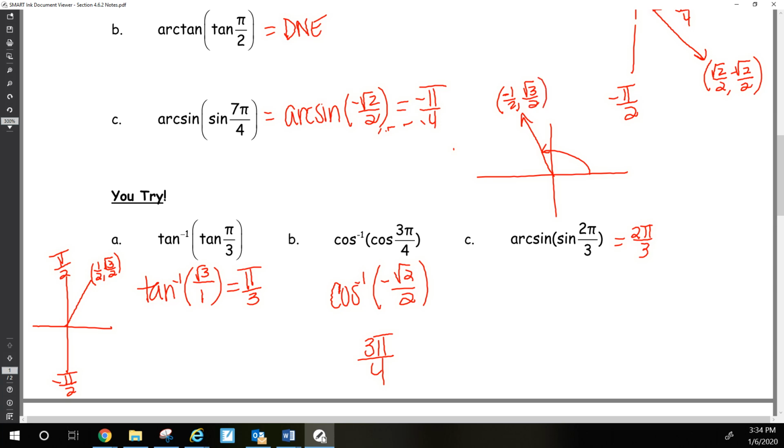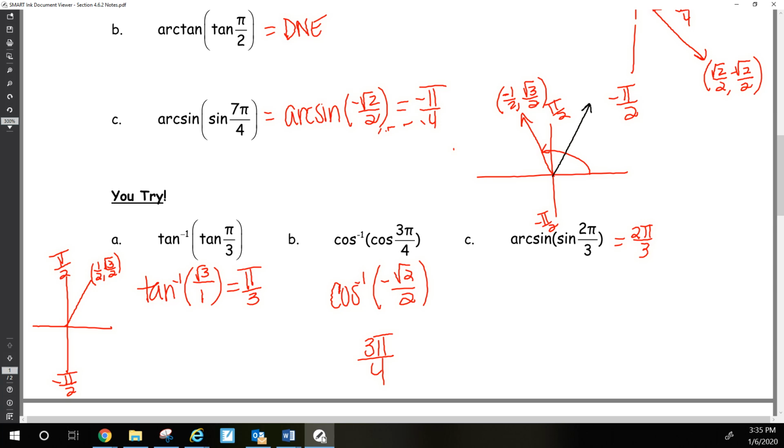If I want to find arcsine of square root 3 over 2, be careful. Sine is restricted between which two angle measures? Between negative pi over 2 and pi over 2. So is 2 pi over 3 going to work for us? No, right? Because 2 pi over 3 is not between these two angle measures. So I need to ask myself, for what angle measure between negative pi over 2 and pi over 2 is my y value also square root 3 over 2?